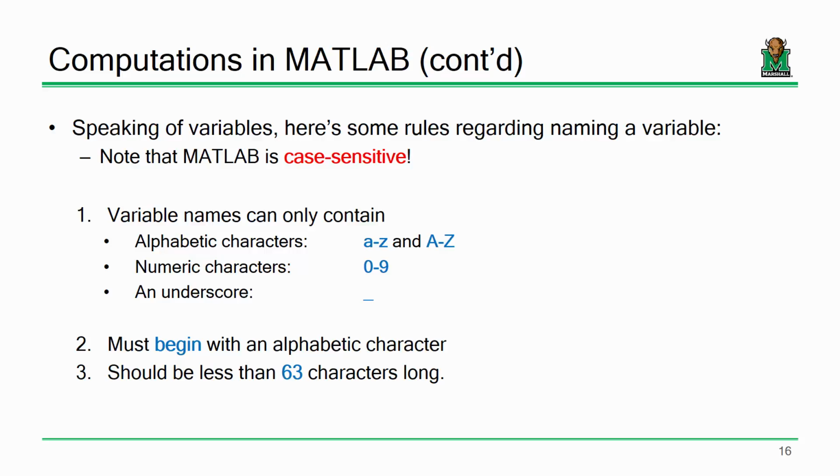Now there are some rules on variable naming besides the case sensitivity. Maybe the case sensitivity is the most important one, which is why it's in red here. The variables can have alphabetic characters, they can have numeric, they can have underscore, but they have to start with an alphabetic character. They can't start with a number. And they also should be less than 63 characters long, or else, if it's longer than that, then it will truncate your variable to the first 63 letters that you type in. So you can have some really long variable names.